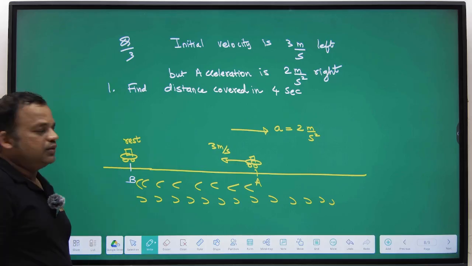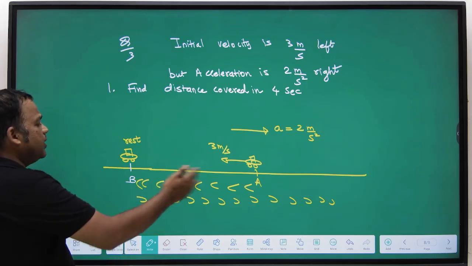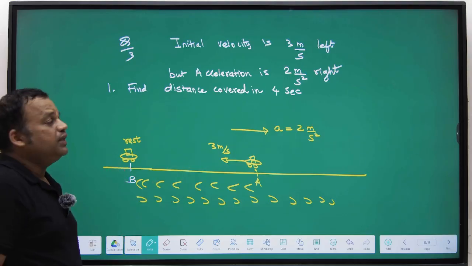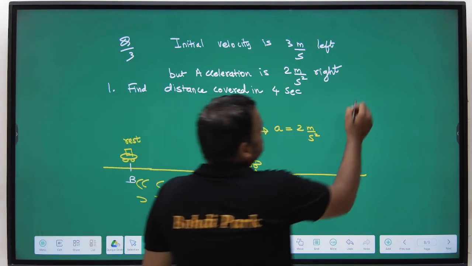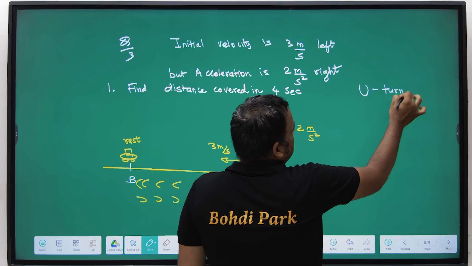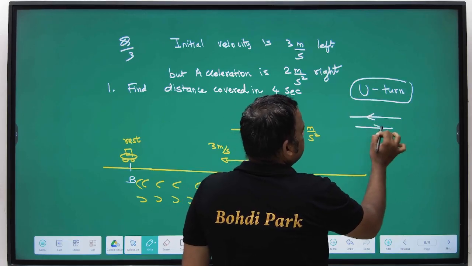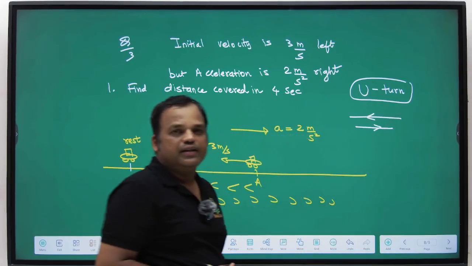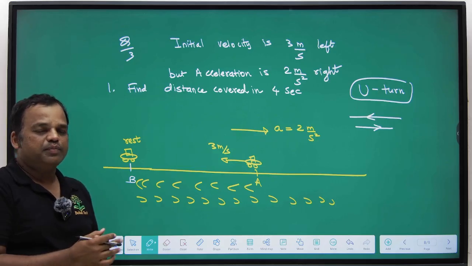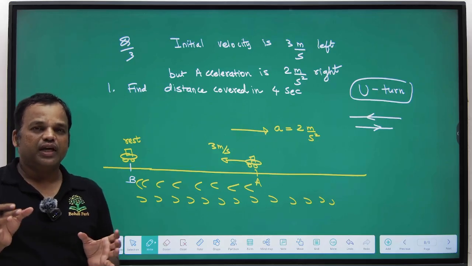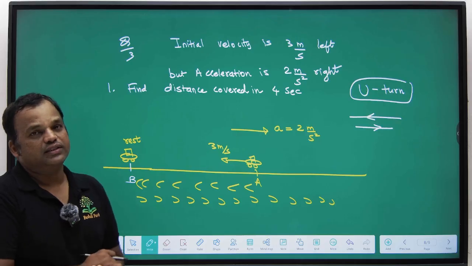So let's solve this question. First you find out after what time velocity is 0, because it is a U-turn type question. In U-turn type questions, you have to calculate leftward displacement and rightward displacement separately. Leftward displacement will be negative, rightward displacement will be positive. So take magnitude of both, add, you get distance.